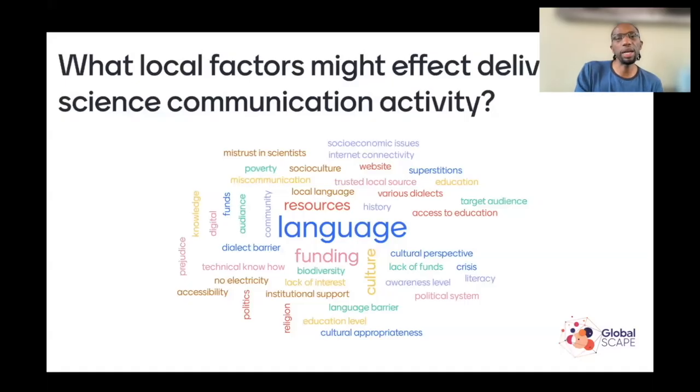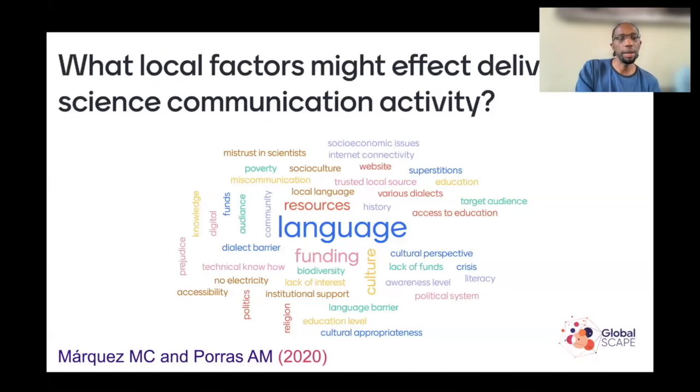So when we think about the globe, everyone has their own particular nuanced issues and challenges. And so I asked what local factors might affect the delivery of a science communication activity. And here you can see many different examples that were given in one of the workshops. But by far, language was seen as an important factor. And different people have written about that in the research.